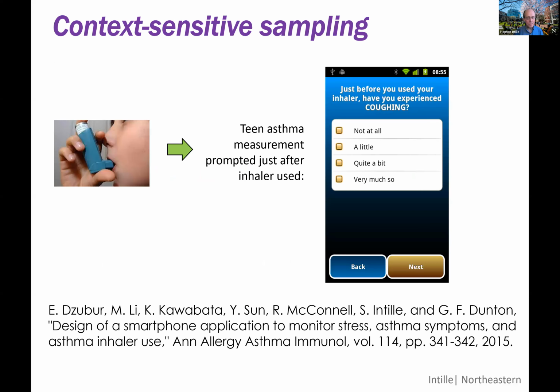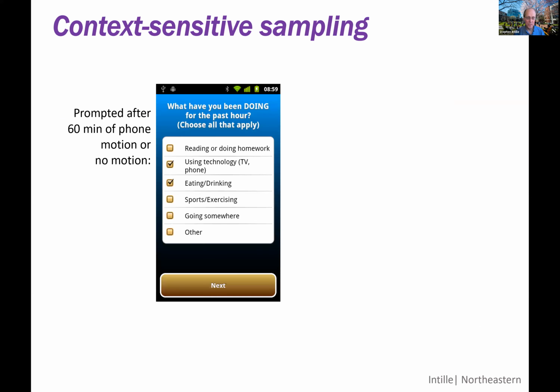But back to context sensitive, we've done some pilot studies where we had an asthma inhaler, and we trigger the question only when the kids use the inhaler. That makes a lot of sense because you don't need to ask inhaler questions typically unless they're using the inhaler, at least in this particular study. And we've done things where we prompted based on phone motion or no motion. So then you're targeting a question based on something that you measure.